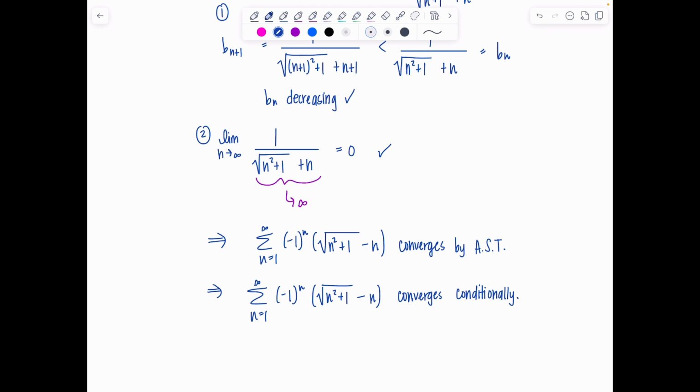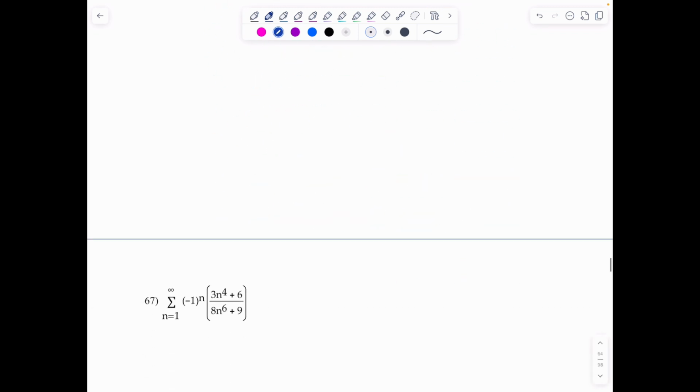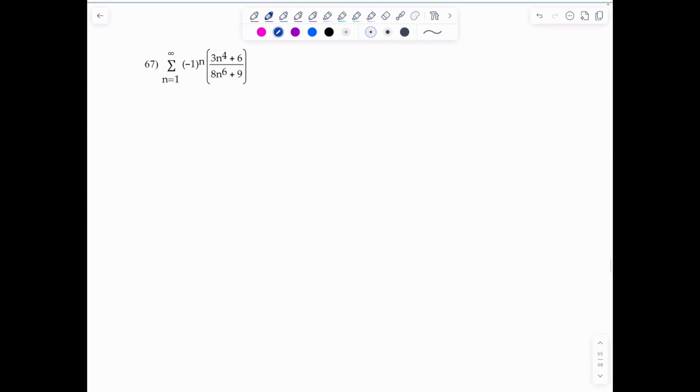Okay, I got another one for you. We have the sum n equals 1 to infinity, negative 1 to the n times 3n to the 4th plus 6 over 8n to the 6th plus 9. So here's a sub n. Absolute value of a sub n will get rid of the alternating part, and then I just have 3n to the 4th plus 6 over 8n to the 6th plus 9. So now I want to know, what is the sum n equals 1 to infinity of this guy doing? Is it convergent or divergent?